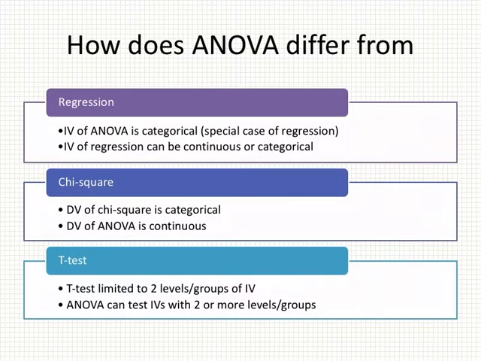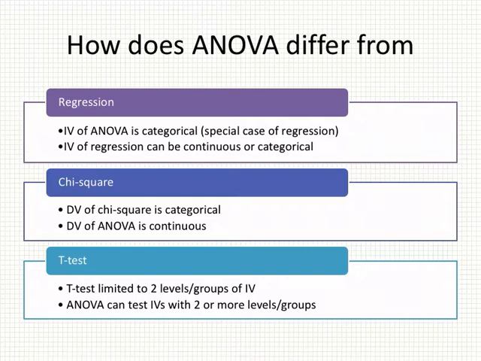So next, I want to talk a little bit about how ANOVA is different from regression, chi-square, and t-test. I think I briefly touched on this in the past. So ANOVA is different from regression, and actually, ANOVA is a special form of regression.